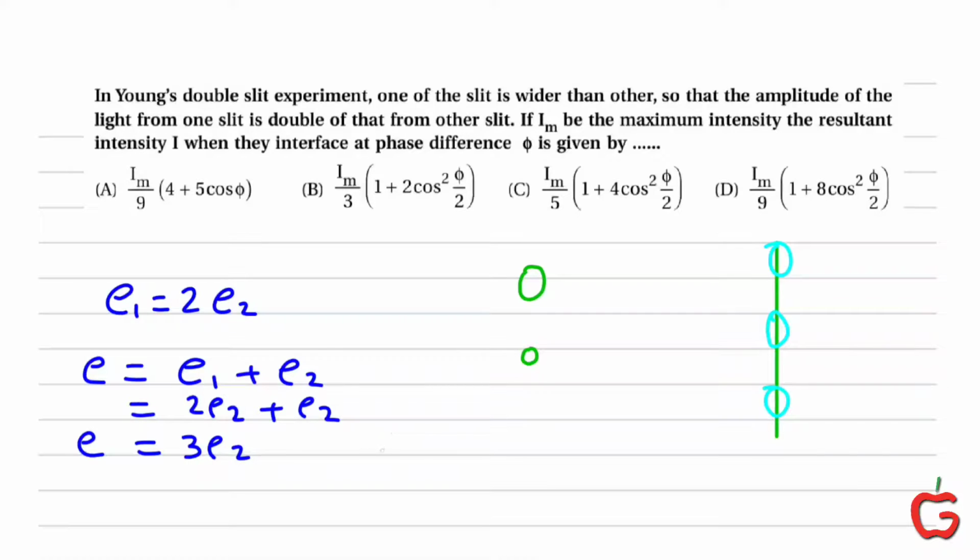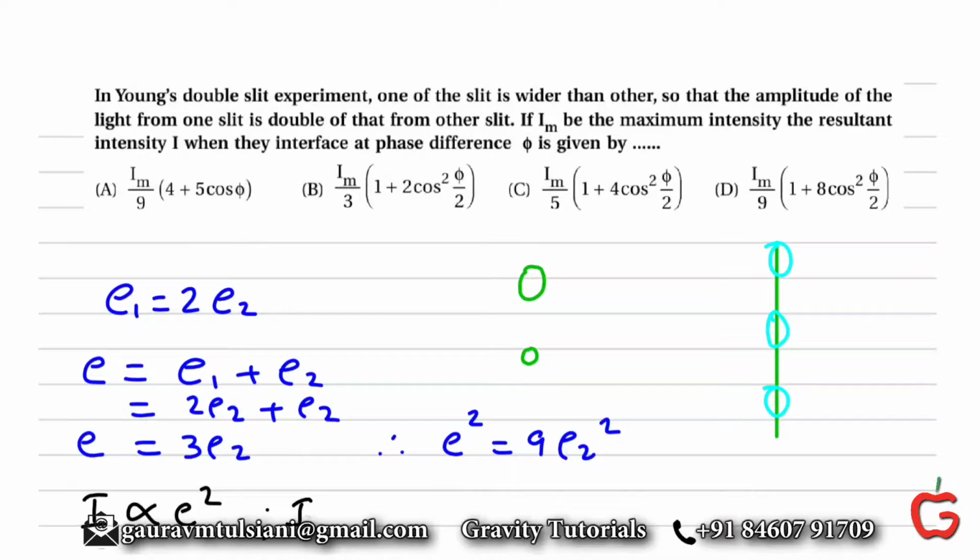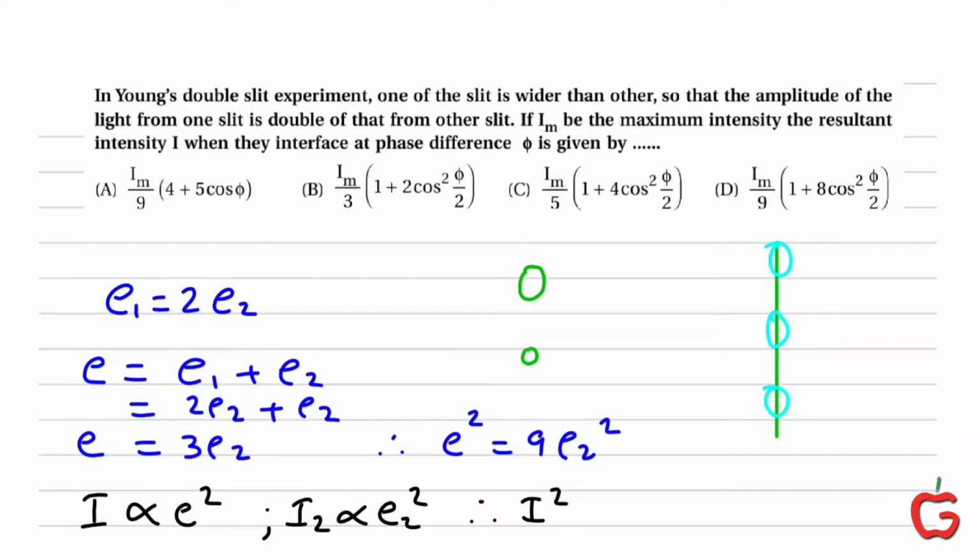Therefore, maximum intensity. For intensities, we'll need squares of amplitude. So E square would be 9 E2 square. Now, since intensity depends on the square of amplitude, I2 will depend on the square of E2. So instead of this equation, we can write I maximum is 9 times I2. So this is the maximum intensity.